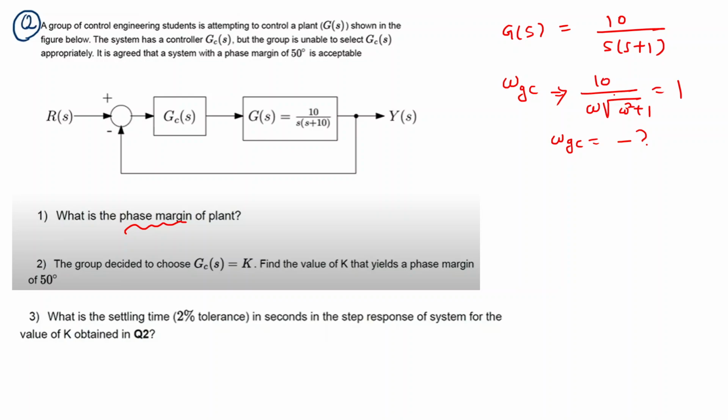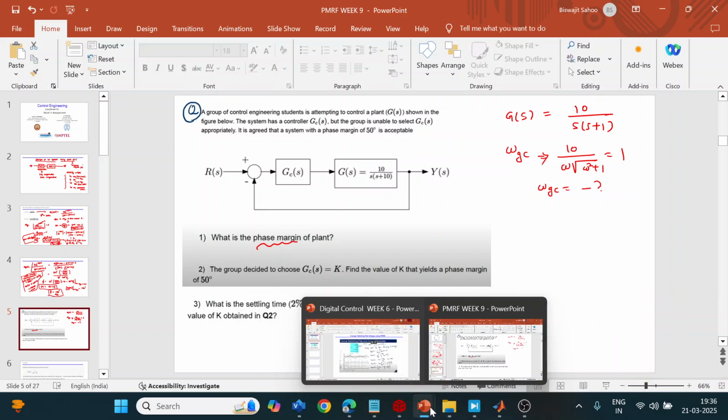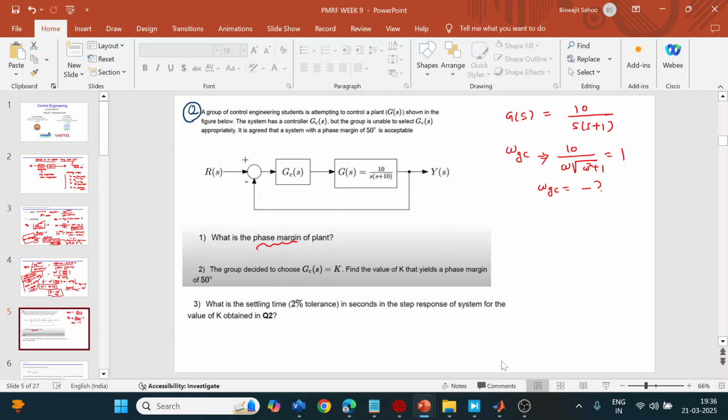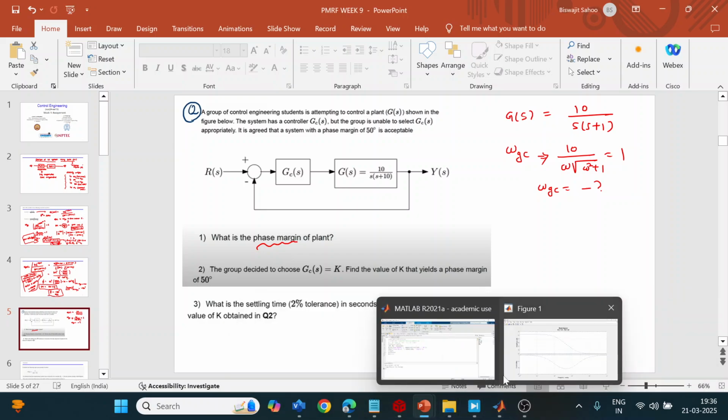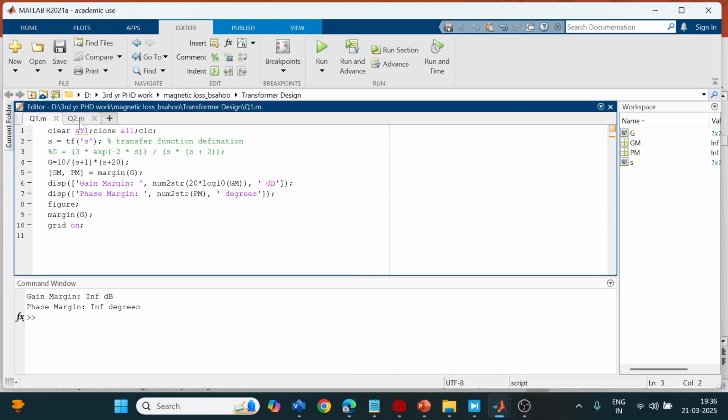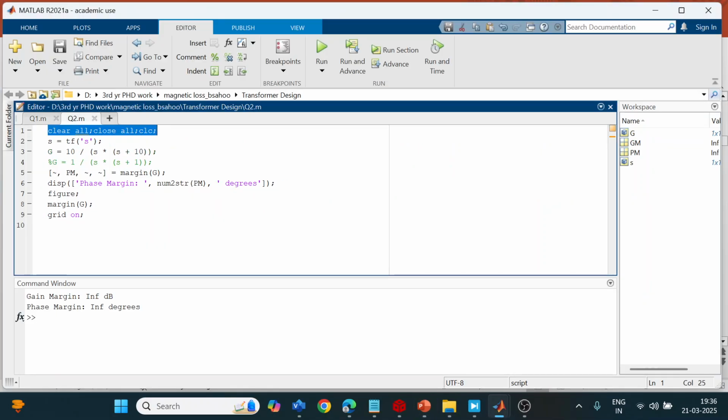So what is the value? You can check it in the calculator, or I'll just put this in MATLAB and see the value of omega GC. Let's see, 10 divided by S into (S plus 10). So let me go to MATLAB. I have just written 10 divided by S into (S plus 10). You can see the same thing I am doing here.